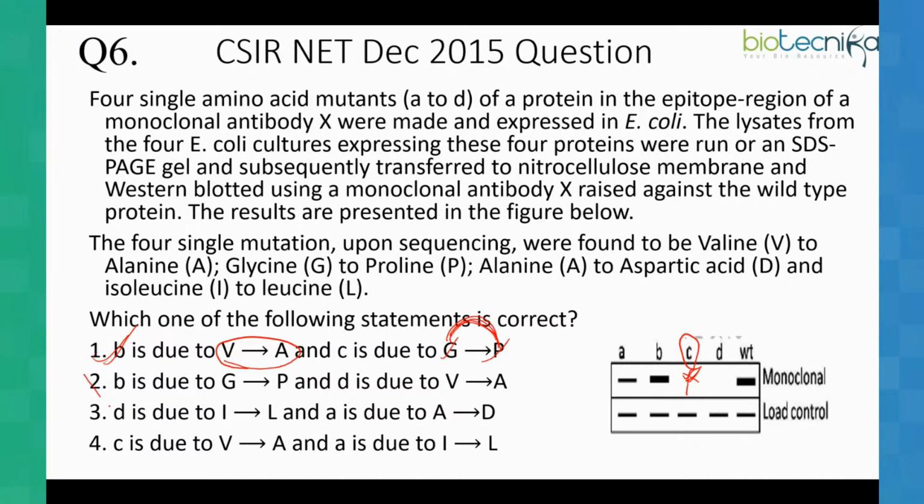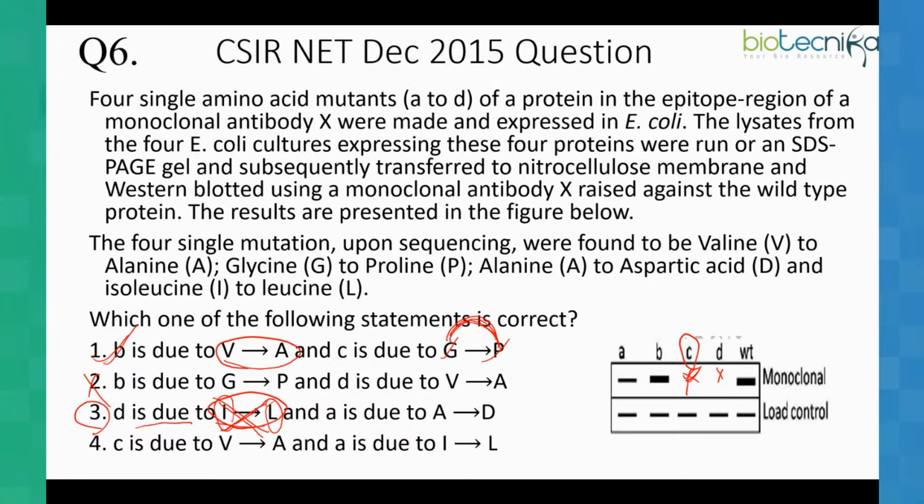Okay. Let's see if D is correct. D is saying, I mean, option 3 is correct. D is due to, where again you don't see any band, isoleucine to leucine. Again, this cannot be correct because isoleucine and leucine are both branched aliphatic amino acids. But in D, you don't see any band, which means the changed amino acid should be very different from the original one. So if the original one is I and the changed one is L, there is not much difference between them, which should not have changed the structure such that there is no band. So 3 also cannot be correct.